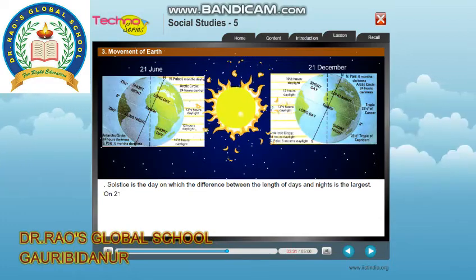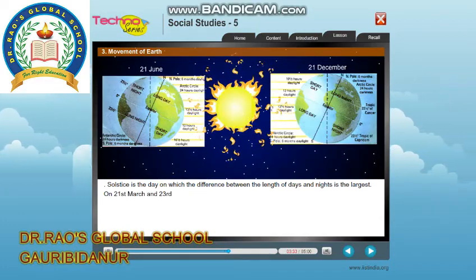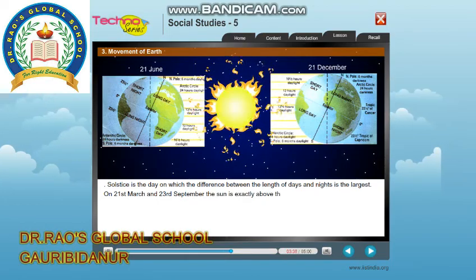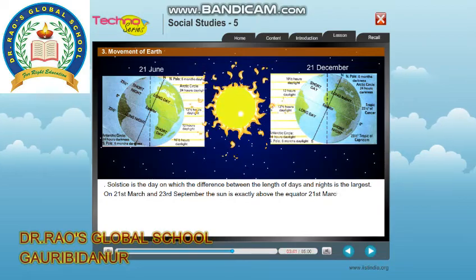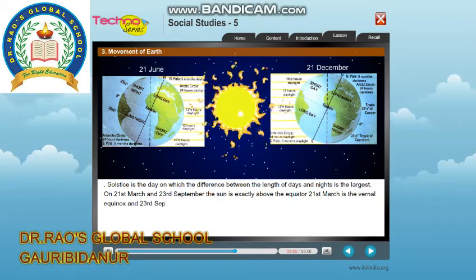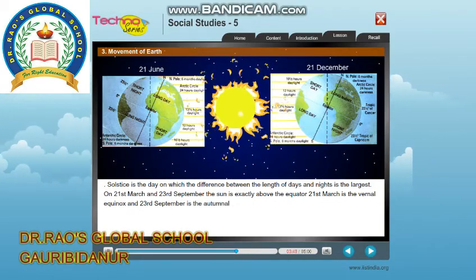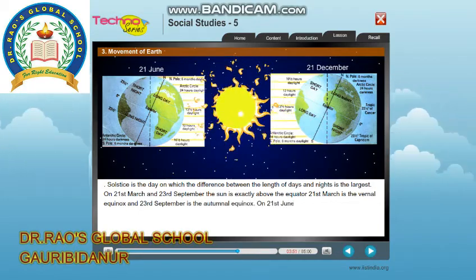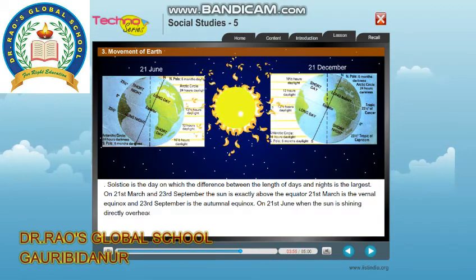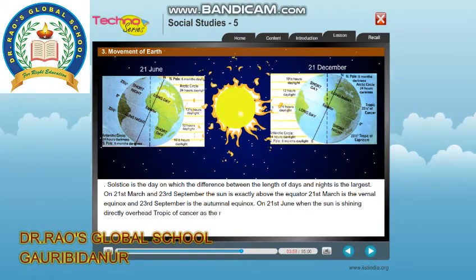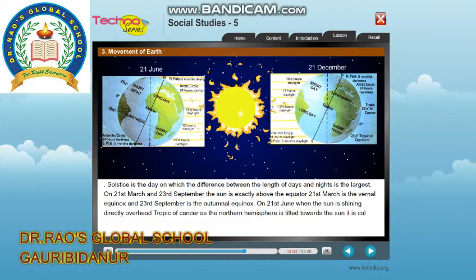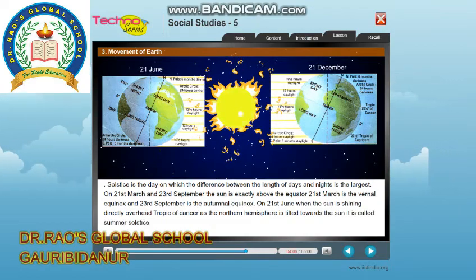On 21st March and 23rd September, the sun is exactly above the equator. 21st March is the vernal equinox and 23rd September is the autumnal equinox. On 21st June, when the sun is shining directly overhead Tropic of Cancer as the northern hemisphere is tilted towards the sun, it is called summer solstice.